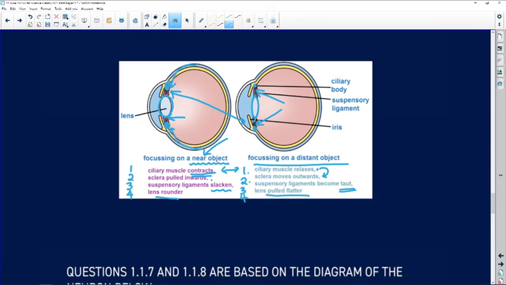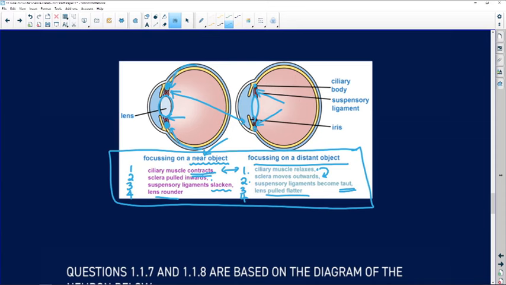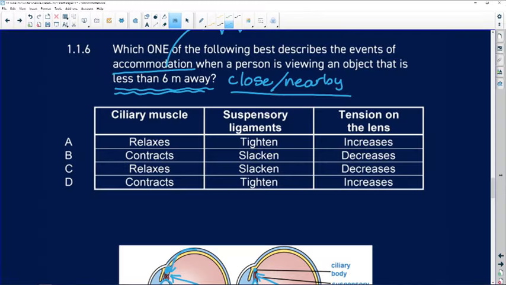I think that you need to be very sure that you understand those 4 actions in the eye and that they are exact opposites of each other. What happens for near vision? What happens for far vision? The same actions take place, but they're opposite to each other. So remember our question asked us about close vision. Let's look at the options.